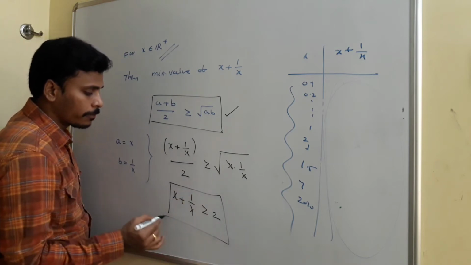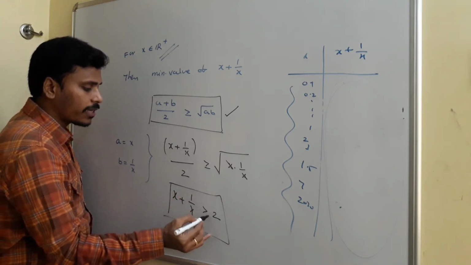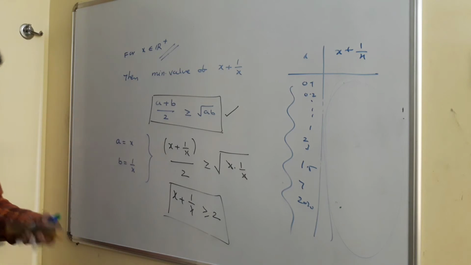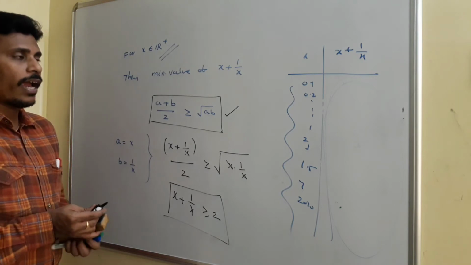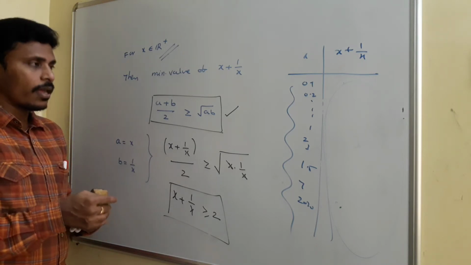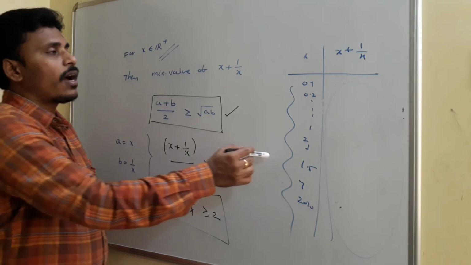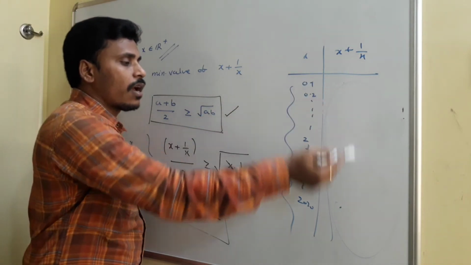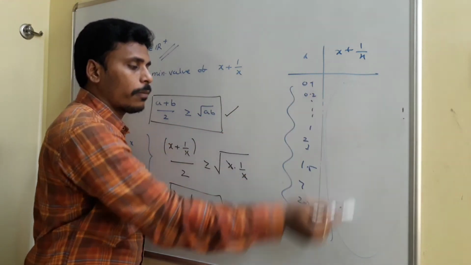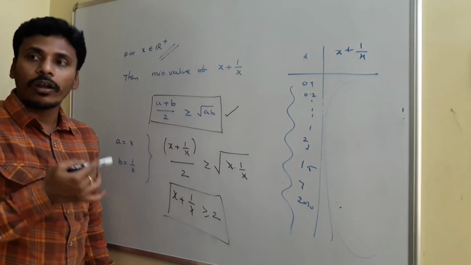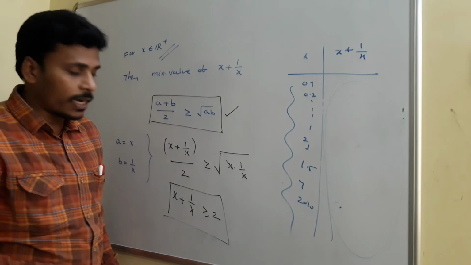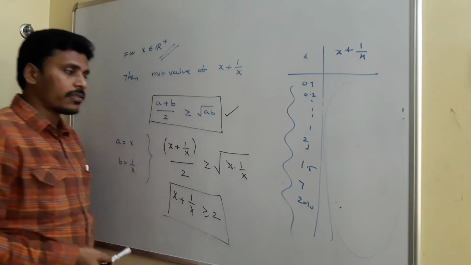Have a look at this. x plus 1 by x is greater than or equal to 2, right? Always the value of x plus 1 by x is either 2 or more than 2, right? If you prepare a table like this by taking different values of x and calculating x plus 1 by x, and then go through the values of x plus 1 by x, every value in this column is either 2 or greater than 2. That's why we say that the minimum value of x plus 1 by x is 2.